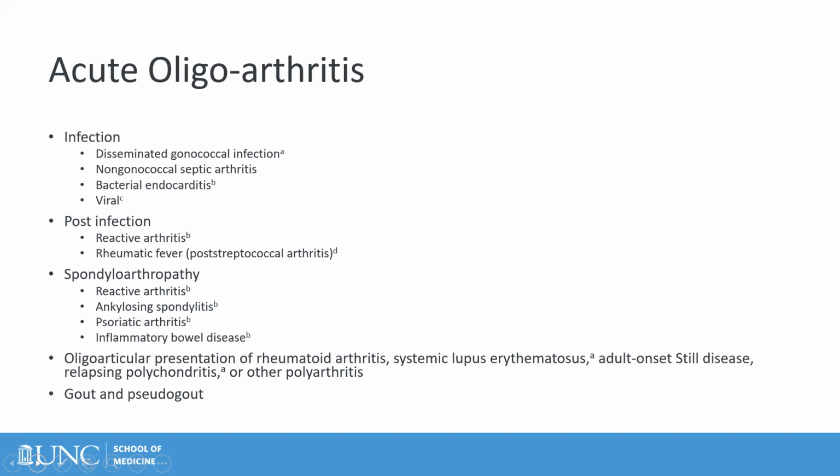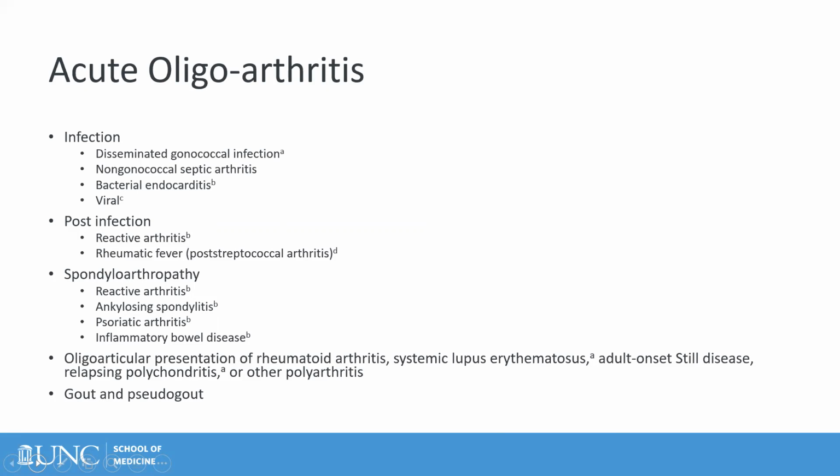Non-gonococcal septic arthritis can do this, generally in an immunocompromised host. Bacterial endocarditis can do this. Patients who have infected heart valves can seed their joints in a polyarticular or oligoarticular pattern. Viral infections and reactive arthritis can present like this. Rheumatic fever, as I mentioned, again has this sort of migratory pattern.